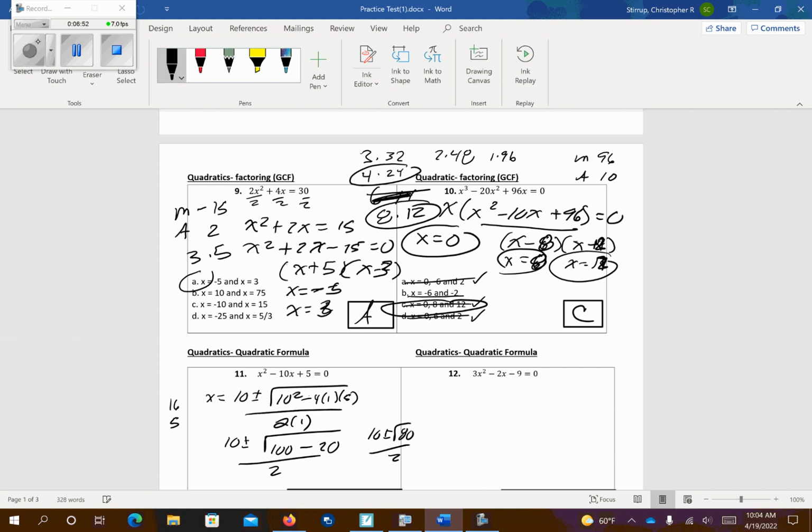So I'm going to replace 80 with 4 root 5, so I get 10 plus or minus 4 root 5.